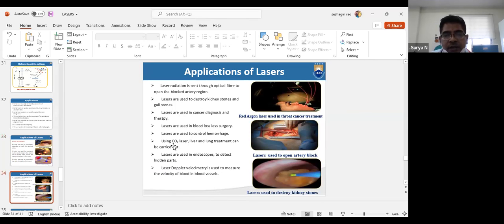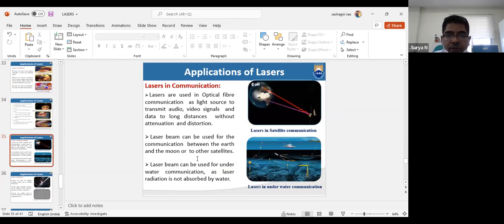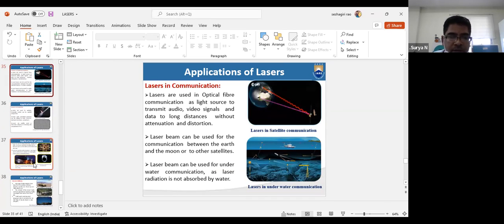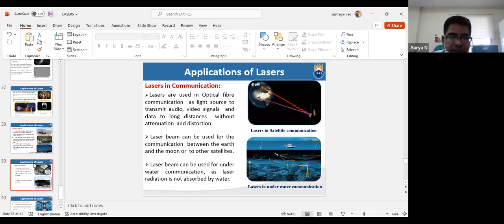Using a carbon dioxide laser, liver and lung treatment can be carried out, and lasers are used in endoscopes to detect the hidden parts. Laser Doppler velocimetry is used to measure the velocity of blood cells. Some more applications of lasers are in communication.